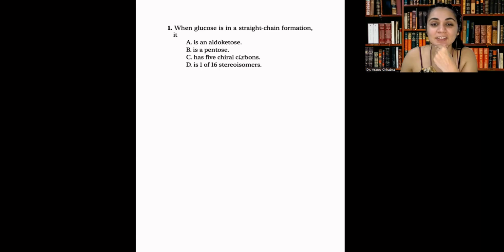And let's get started. So when glucose is in a straight chain formation, it is an aldoketose, it is a pentose, has 5 chiral carbons, is one of 16 stereoisomers, right? So glucose is actually not an aldoketose, it is an aldose, right? It has the aldehyde part of it. It is a pentose, which is also incorrect because it actually is a hexose. Has 5 chiral carbons, which is also incorrect because it has 4 chiral carbons and is one of 16 stereoisomers.